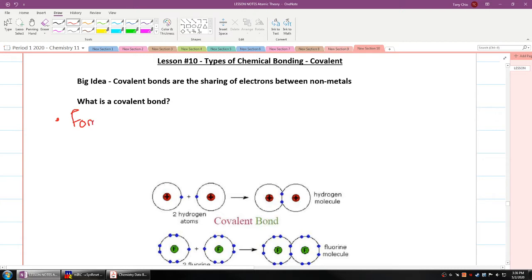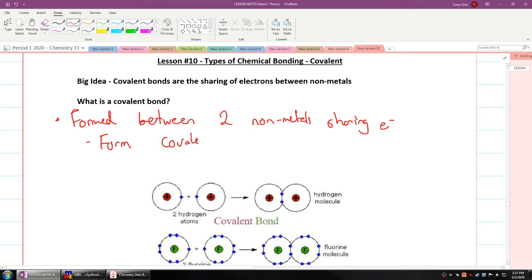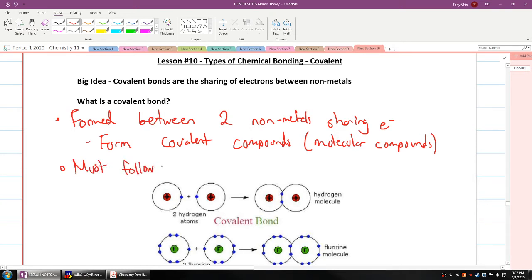It's formed between two non-metals sharing electrons. So there's no transfer of electrons this time. And because of that, they form what we call covalent compounds. Sometimes they're called molecular compounds. Now, even though they share electrons, they still must follow the octet rule.